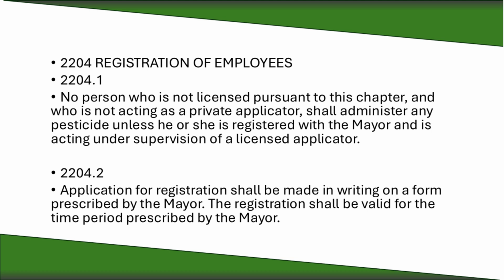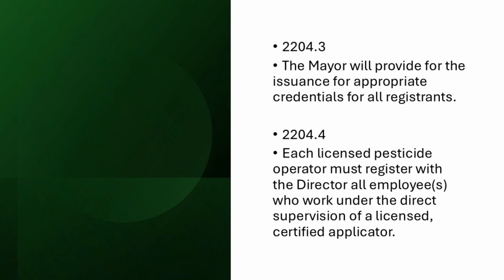2204.1, no person who is not licensed pursuant to this chapter and who is not acting as a private applicator shall administer any pesticide unless he or she is registered with the mayor and is acting under supervision of a licensed applicator. 2204.2, application for registration shall be made in writing on a form prescribed by the mayor. The registration shall be valid for the time period prescribed by the mayor. 2204.3, the mayor will provide the issuance for appropriate credentials for all registrants.